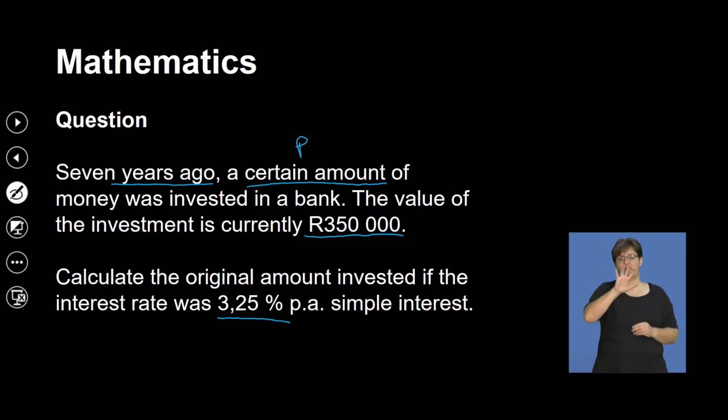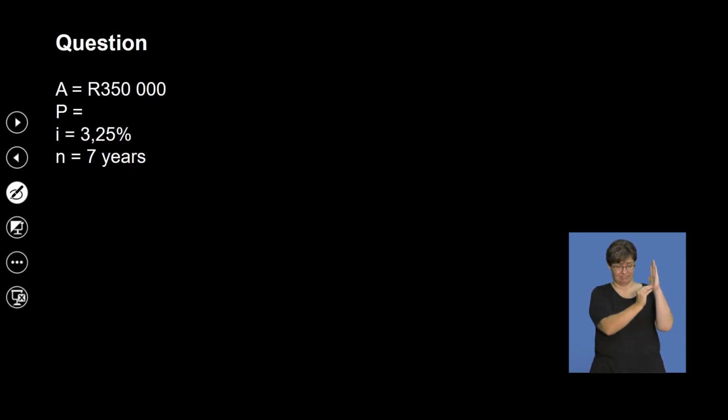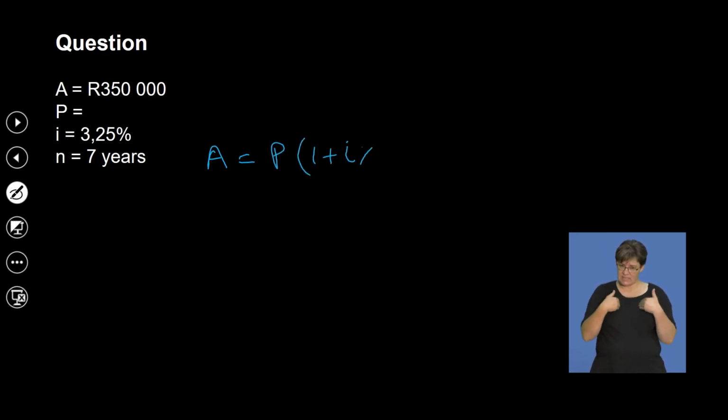3.25% simple interest. Remember again, you start with your data. And if you start with your data, this is what you're going to have. The A value is 350,000. The P value, we don't know anything about it. The I value will be the 3.25, and then N will then be 7 years. So my formula will be A is equal to, remember guys, you always need to start with your formula, please. It makes life easy whenever you're substituting so that you don't misplace values when you are busy substituting.